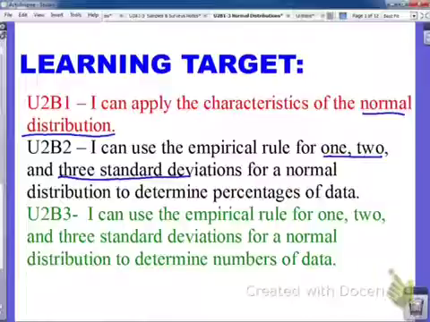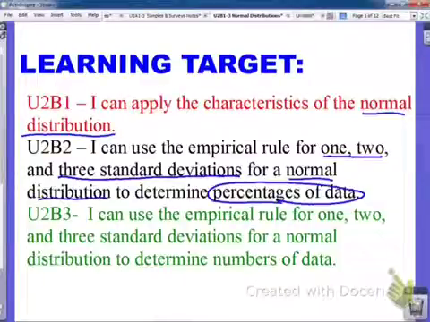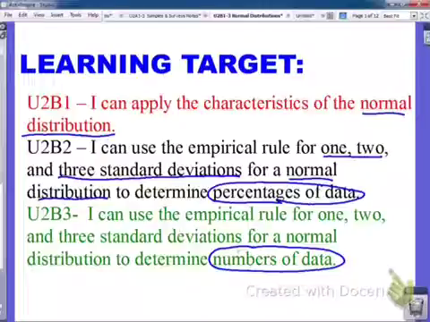to determine percentages of data, and we're also going to use the empirical rule for 1, 2, and 3 standard deviations for a normal distribution to determine numbers of data. What in the world do I mean by that? I will likely break this lesson down into at least 2 different parts. So we're going to start off with U2B1 here, just looking at the characteristics of a normal distribution.